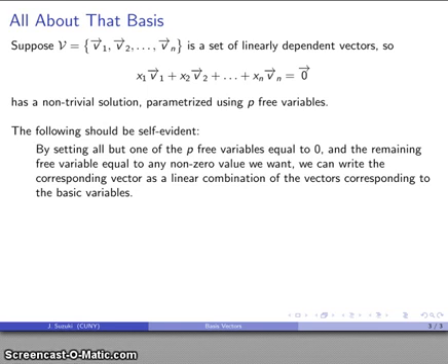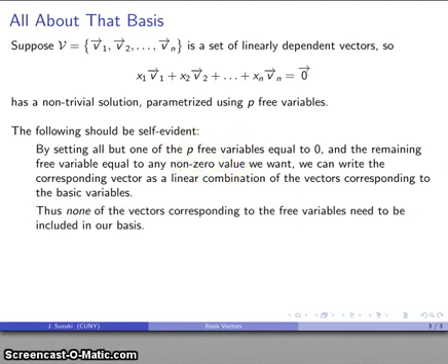If, as we just did, we set all but one of the free variables to 0 and let the remaining free variable be equal to any non-zero value that we want, we can write the corresponding vector as a linear combination of the vectors corresponding to the basic variables. So anything that used any of the other free variables is gone, and the only thing left over are vectors that can be expressed using our one free variable that we set equal to our non-zero value. And so that means none of the vectors corresponding to the free variables have to be included in our basis, because they have all been zeroed out.